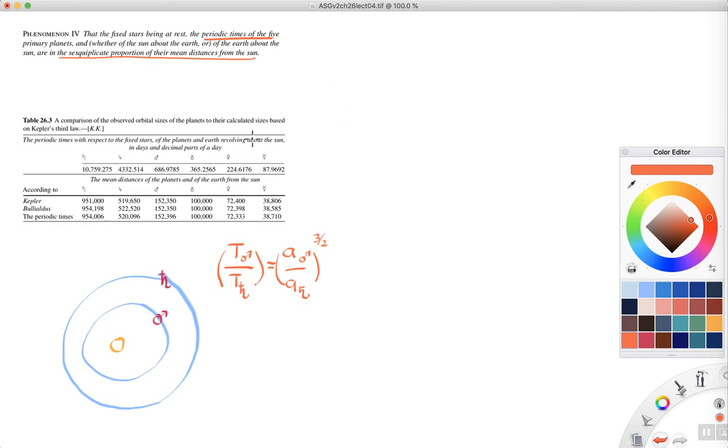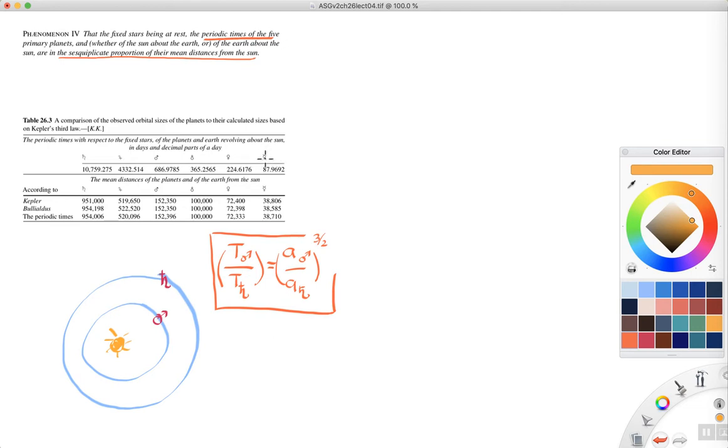How does he know that to be the case? Well, he provides us the data in table 26.3, which I reproduced right here. This is a comparison of the observed sizes of the planets to their calculated sizes based on Kepler's third law. Remember, this here is Kepler's third law. So essentially, he is going to argue based on the data that the planets in their orbit around the sun obey Kepler's third law of planetary motion.